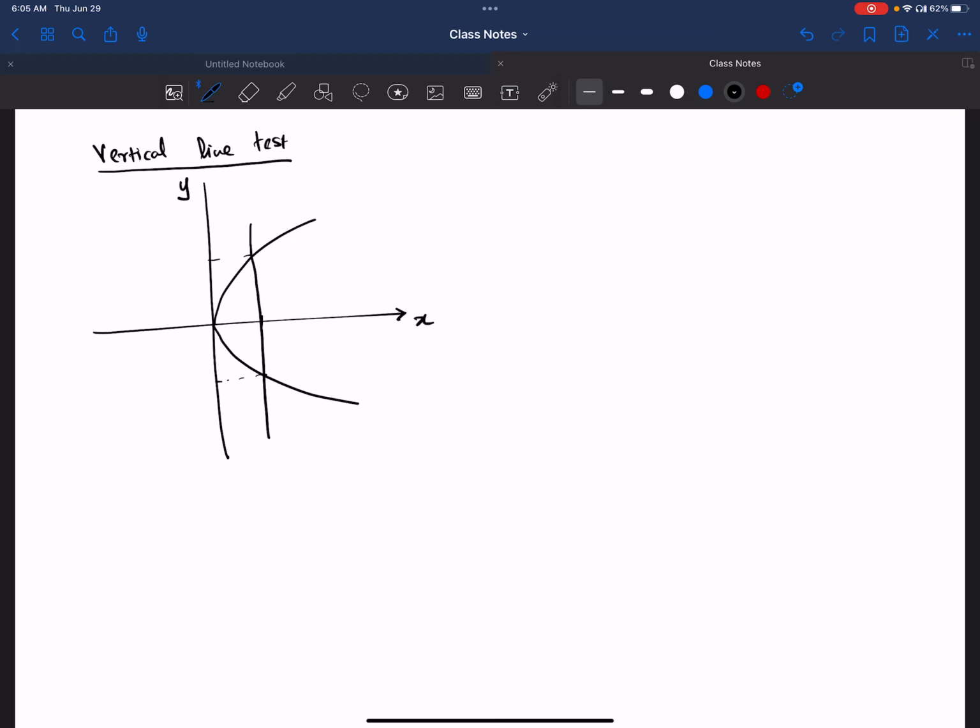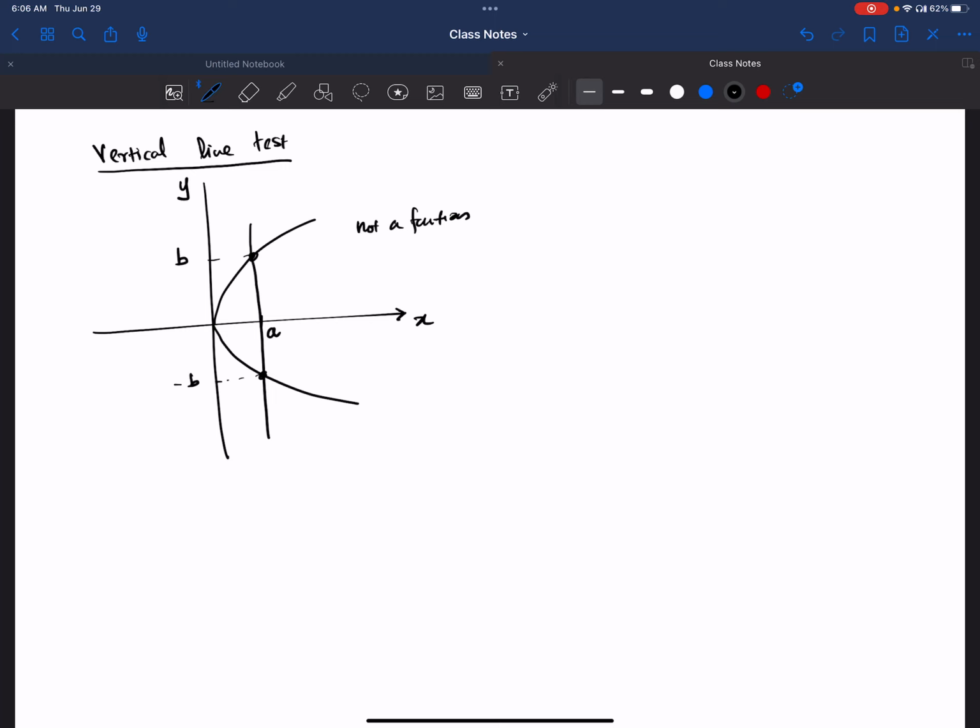This is x, this is the x-axis. Let's say x equals a, y equals b and negative b or something like that. Okay, so in that case, this is not a function. Any vertical line drawn across at any x location that intersects the graph at two different y locations means the vertical line test fails. So that means this is not a function.